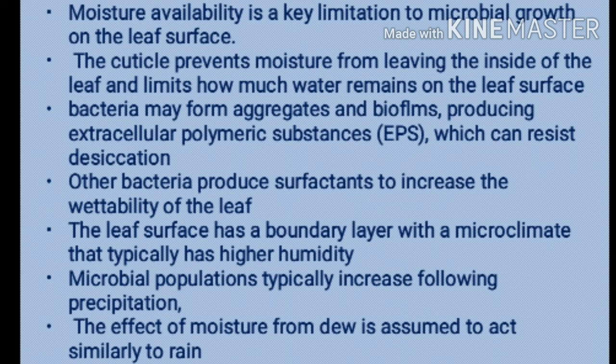Microbial populations typically increase following precipitation, rain, when there can be substantial changes in the diversity and composition of the Phyllosphere microbiome. The effect of moisture from dew on the leaf community has not been explored, but it is assumed that its effect is similar to rain. Rain and dew promote the growth of microorganisms in the Phyllosphere.